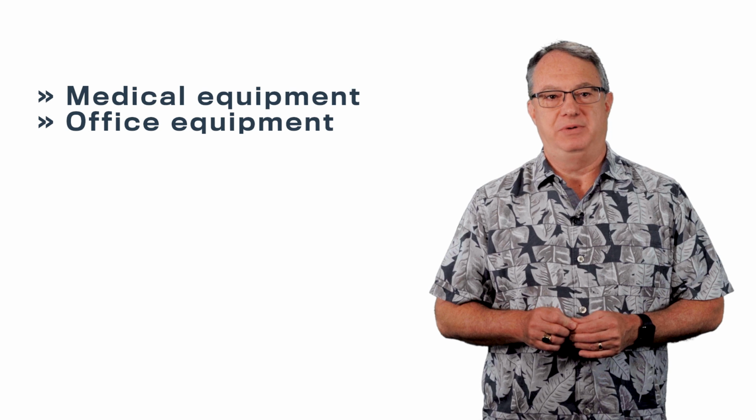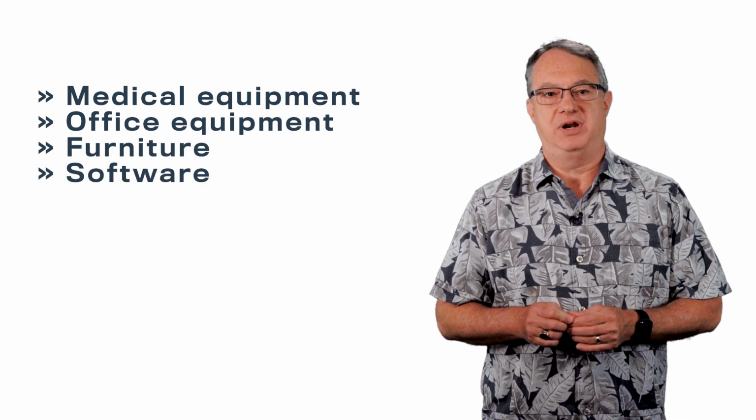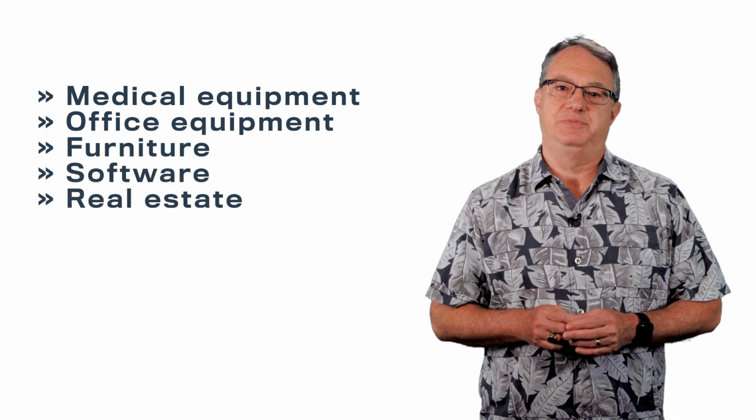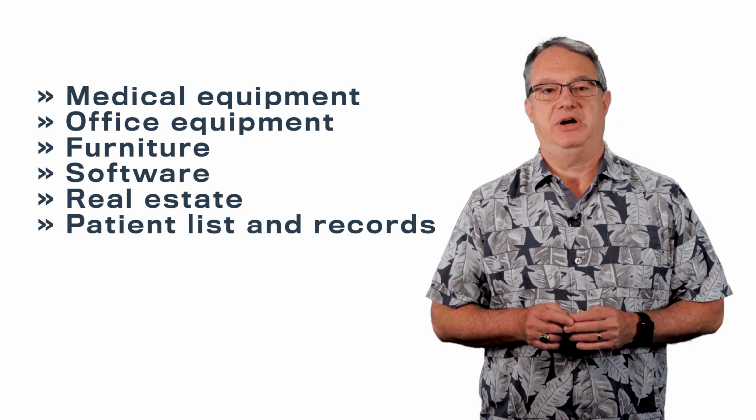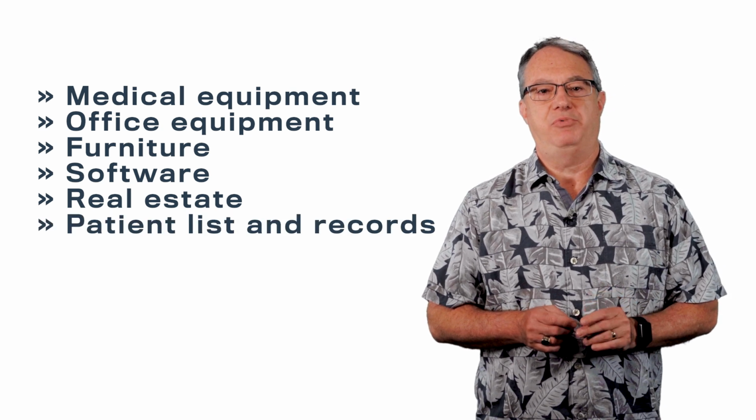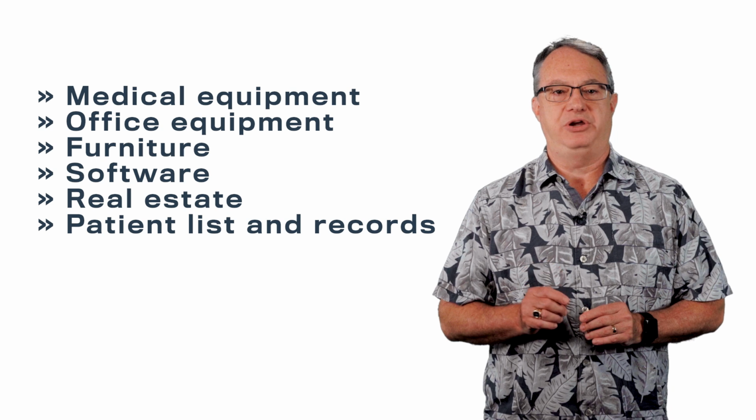First, look at the assets like medical equipment, office equipment, furniture, software, and so on. Real estate, such as your office building, if you own it, should also be included. Your patient list and records, which impact the earning ability of your practice, also play a role in the value. More patients typically mean more revenue. And don't forget other intangibles like practice name and reputation. While they're harder to measure, they also affect your practice's value.